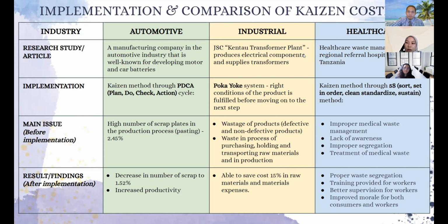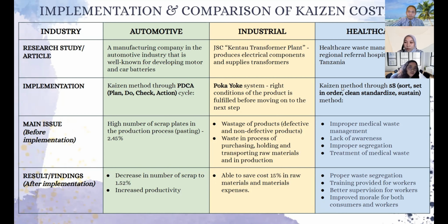After the company implemented Kaizen costing, the number of scrap plates was lower than targeted, which is 1.52%. They also added a periodic check in the pasting process and did not need any expenses, as they only redesigned the process and used available spare parts. As a whole, it increased productivity as no more plates jam into the hopper. The next sector will be discussed by Cheryl.